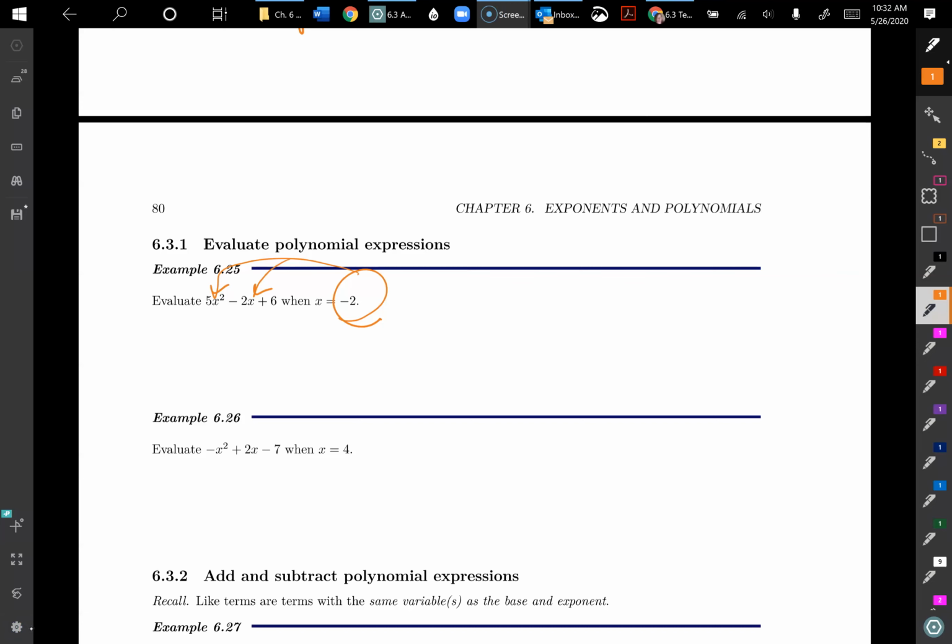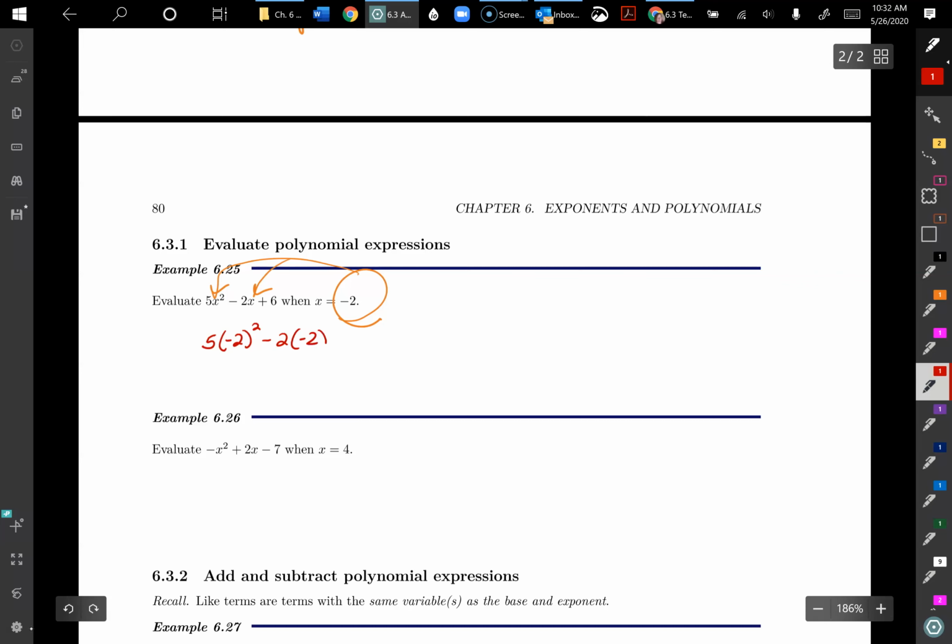Okay, so we're going to plug in this -2 here and calculate. So we have 5 times -2 squared minus 2 times -2 plus 6. Now we're going to calculate, and remember that this -2 squared has to be done first, and it has to be done with parentheses, especially if you're typing in on a calculator, but you shouldn't need a calculator for a lot of these. They're small enough numbers until they get larger.